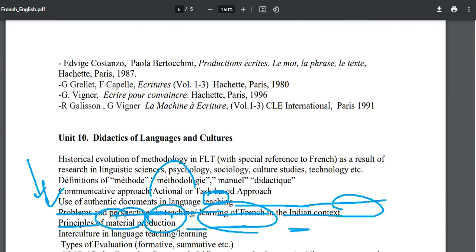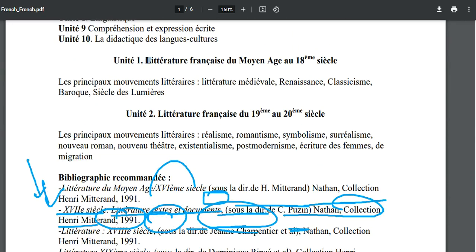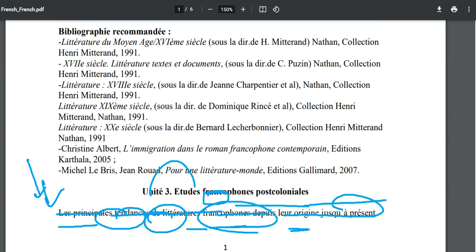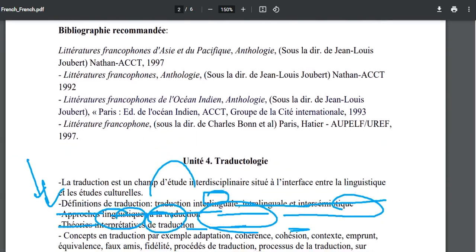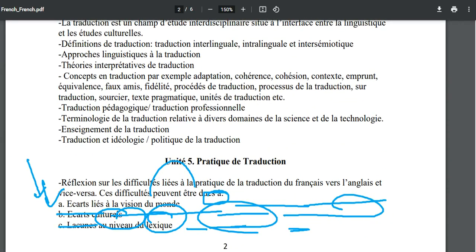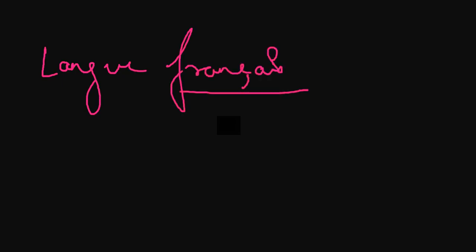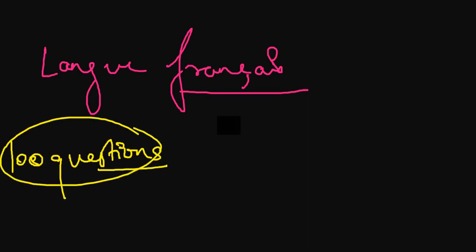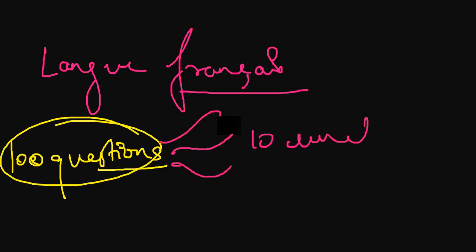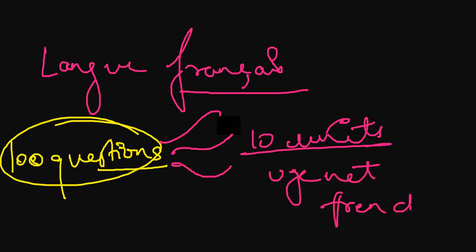Alright, okay, so these are all the 10 units in Anglais and French, both of them. So all the questions that you will be reading are like la traduction est en chambre d'études interdisciplinaires. So all these questions will be completely in long français. Alright, so 100 questions in completely French language. You have to comprehend, you have to learn, and these were the 10 units that you have to study for clearing your UGC NET French examination.